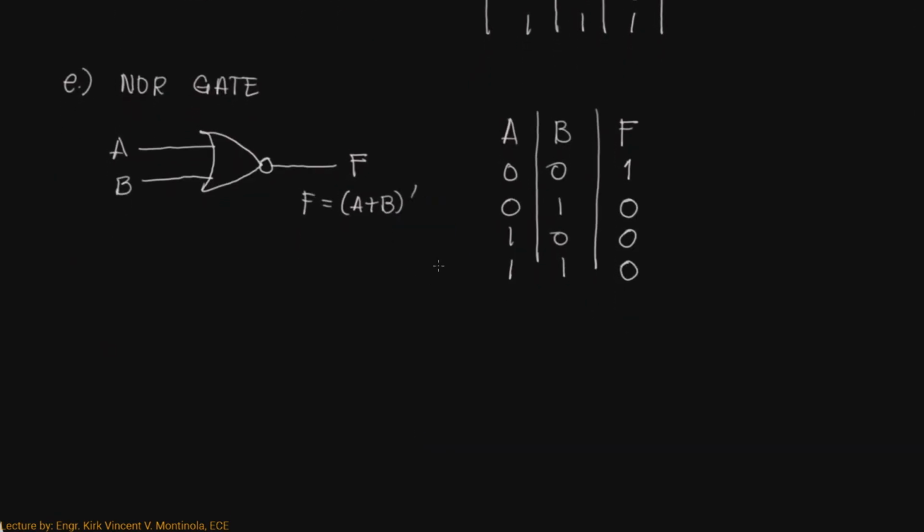Okay, and now let's check the IC number. So the IC number for the logic NOR gate is the 7426.